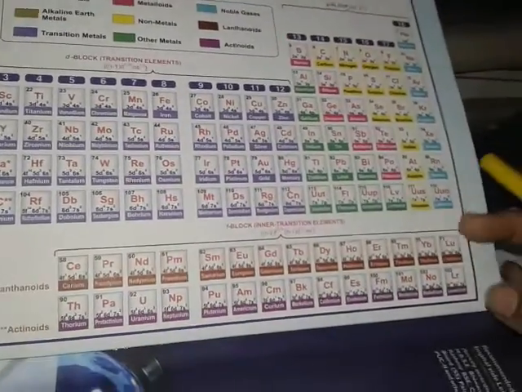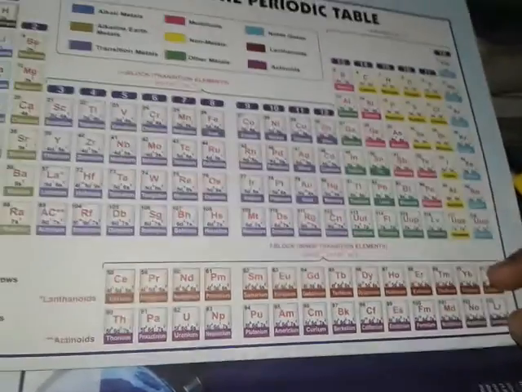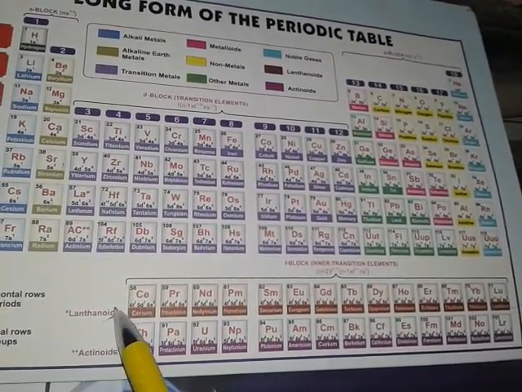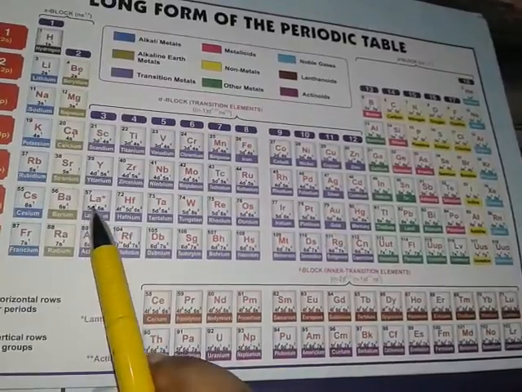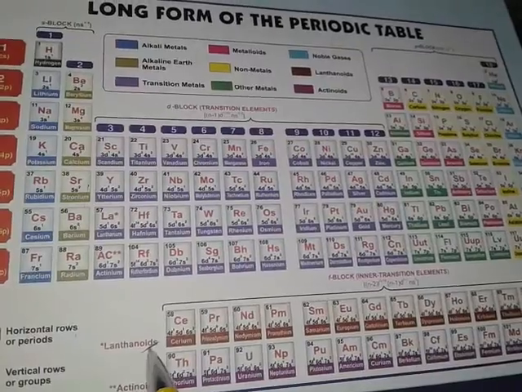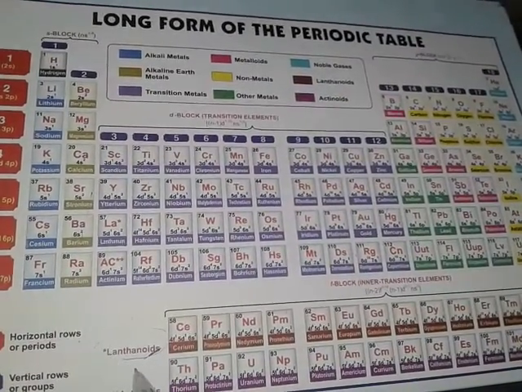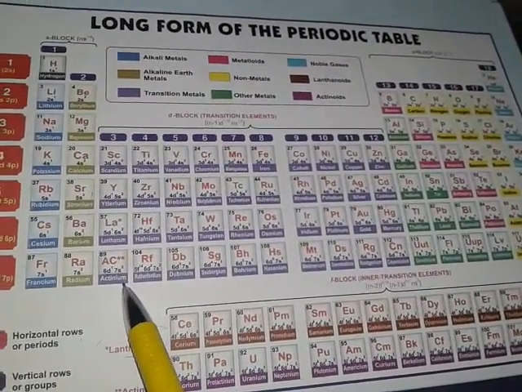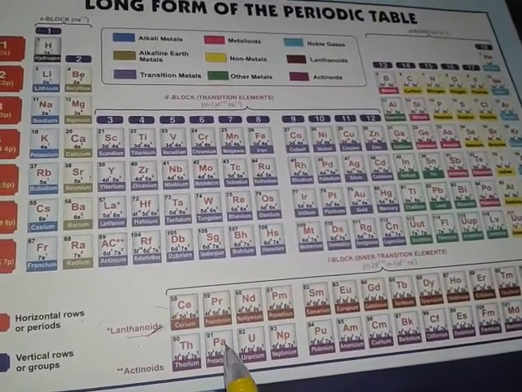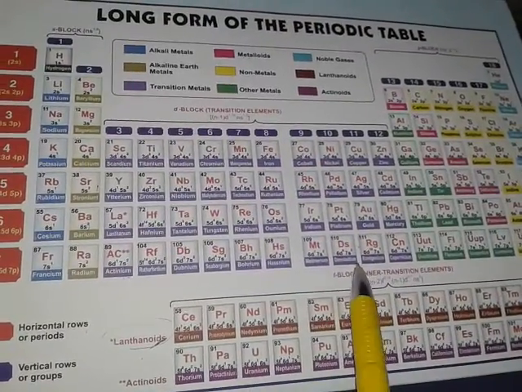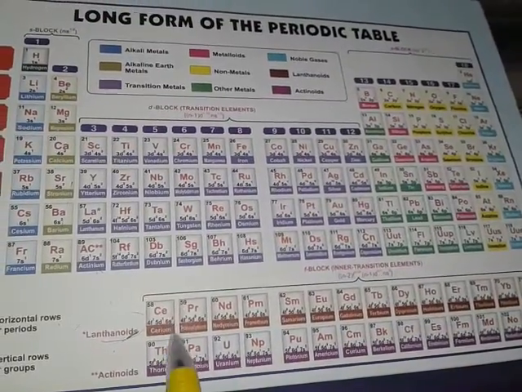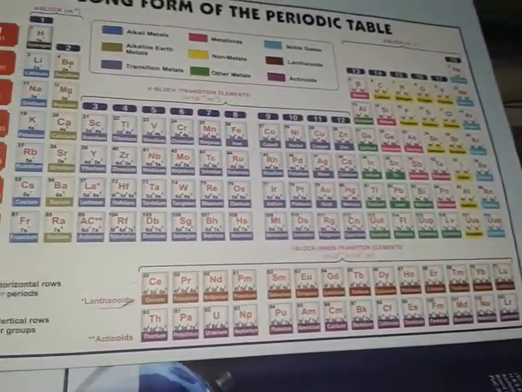They are given the name of inner transition elements. So here we are having two rows. The first row is known as lanthanoids. Why are they known as lanthanoids? Because they start after the 57th element, whose name is lanthanum. So after lanthanum, all the elements are given one term, that is lanthanoids. Since the 89th element is actinium, after actinium all elements present in the second row of the F block are known as actinoids. So we have 14 plus 14, 28 elements present in the F block.